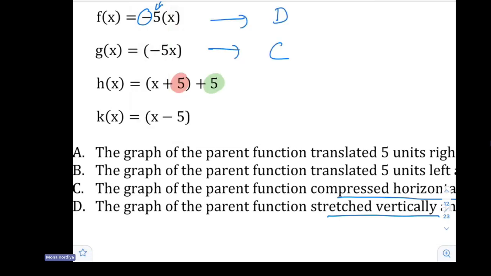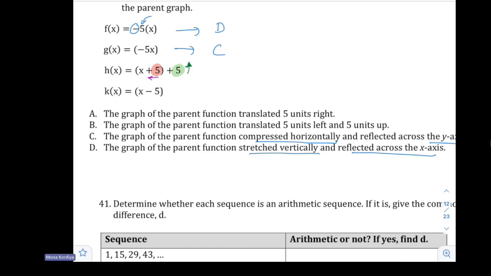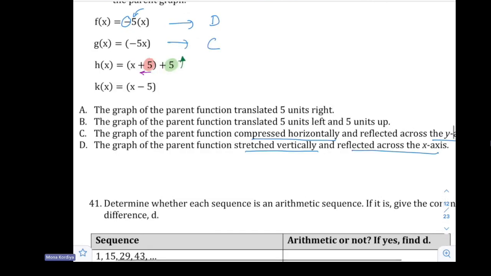Now the difference here is that we are adding 5 inside the bracket and we are adding 5 outside. Outside the bracket, the graph goes up if it is plus, and inside the bracket, it will go to the left if it is plus, and if it is minus, it will go to the right. So that means translation: left or right or up and down means translation. So this will match with choice B, with the graph translated 5 units left and 5 units up. So this will be B.